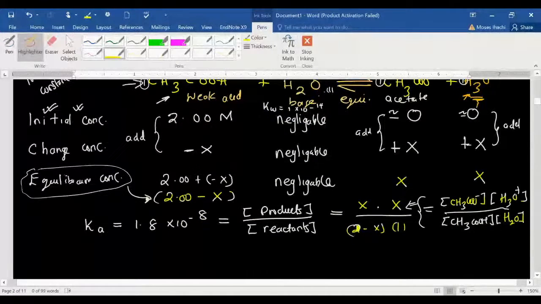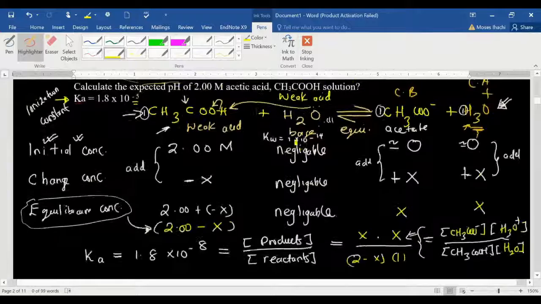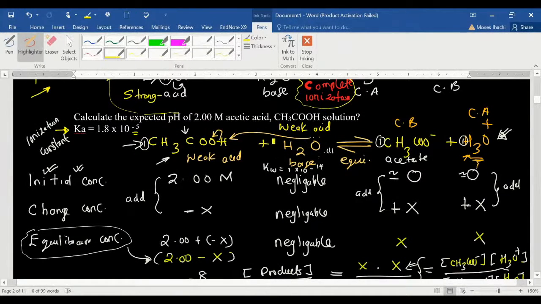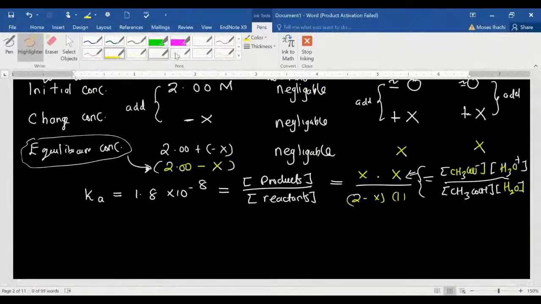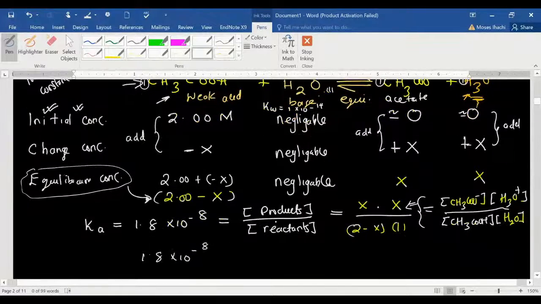So we need this expression to find the concentration of hydronium, so we can find the pH of this ionization reaction of acetic acid, which is asked in the question. We need to calculate the expected pH of 2 molar acetic acid given the Ka value. Okay, so now that we know that, we're going to take our 1.8 times 10 to the power minus 8. Is it minus 8 or minus 5? It's minus 5. Pardon me, it's minus 5.